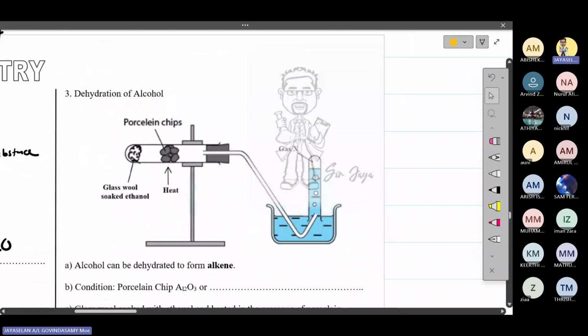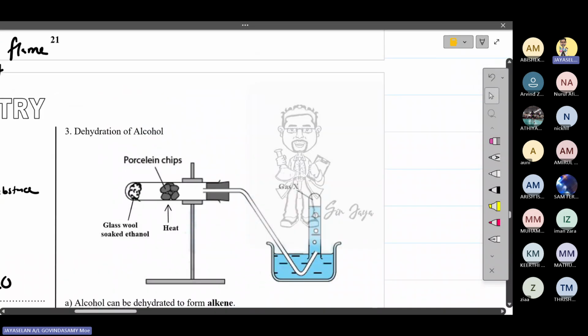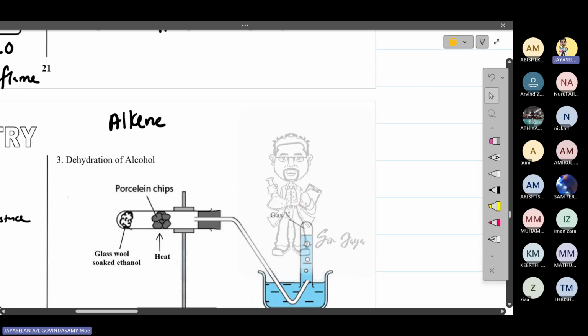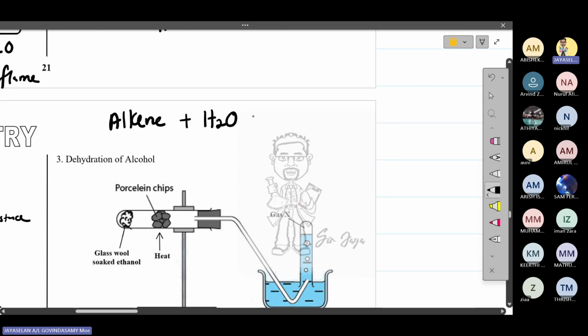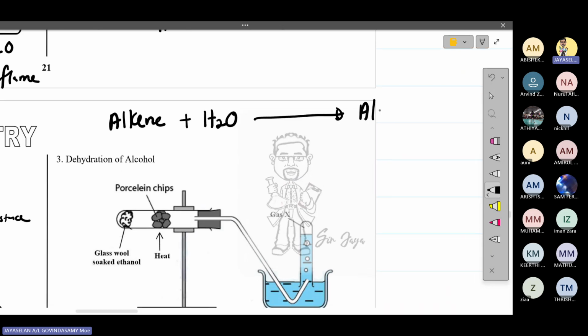This is a very important experiment. Okay, so what is dehydration? If I take an alkene and react it with water, you will get alcohol. What is the name of this process? This process is called hydration. You add steam. The reverse process, from alcohol you get water and alkene, is called what? Dehydration, removal of water. Any question?